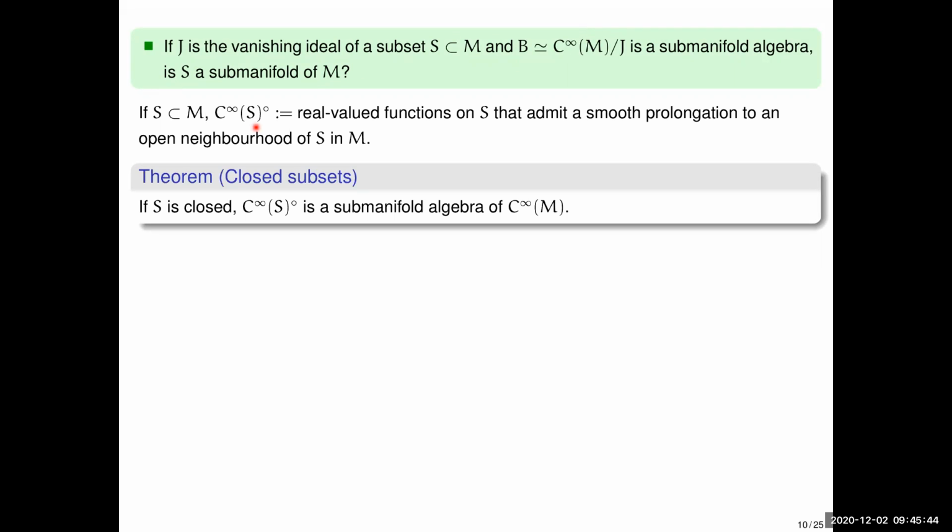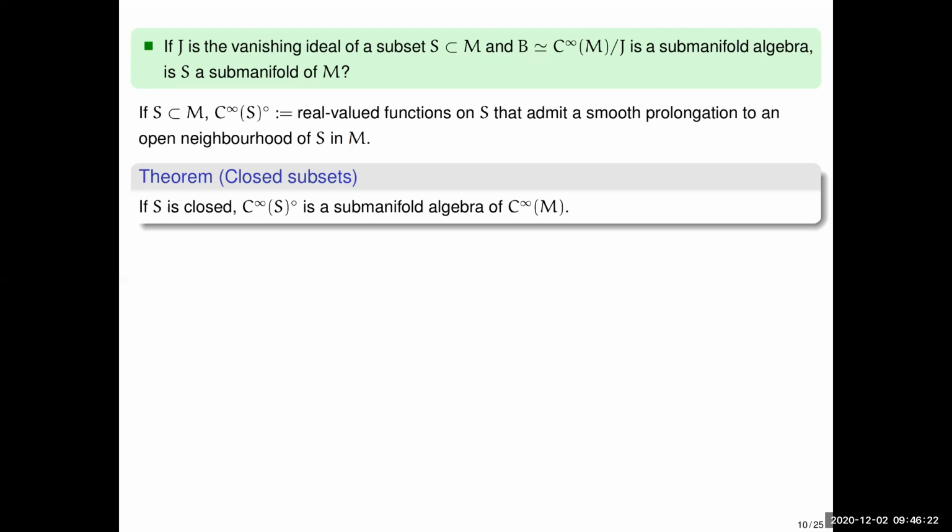I will denote by C infinity of S with a circle the set of real valued functions on the set S that have a smooth prolongation to an open neighborhood of S in M. The standard notation would be without the circle. I put a circle because if S is a closed embedded submanifold, then these are just smooth functions on S. But there are other cases, for example, already for immersed submanifolds, this is not the algebra of smooth functions, it's something else. I mean, it can be the same, but it can be different.